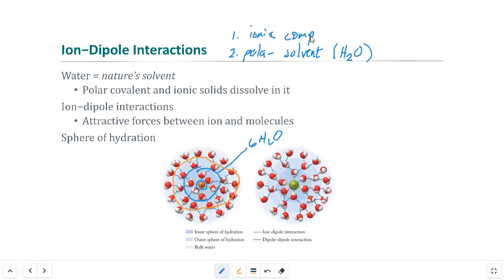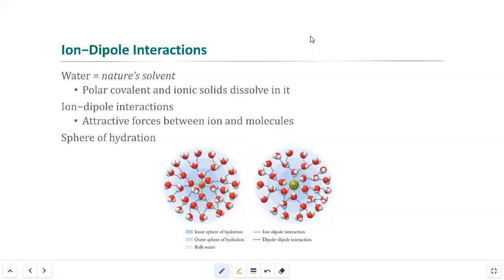And if you look at the positive ion, look how they're oriented. It's not just any old direction. It's oxygen in, because the negative side of the oxygen is attracted to the positive ion. So those are the polar interactions.